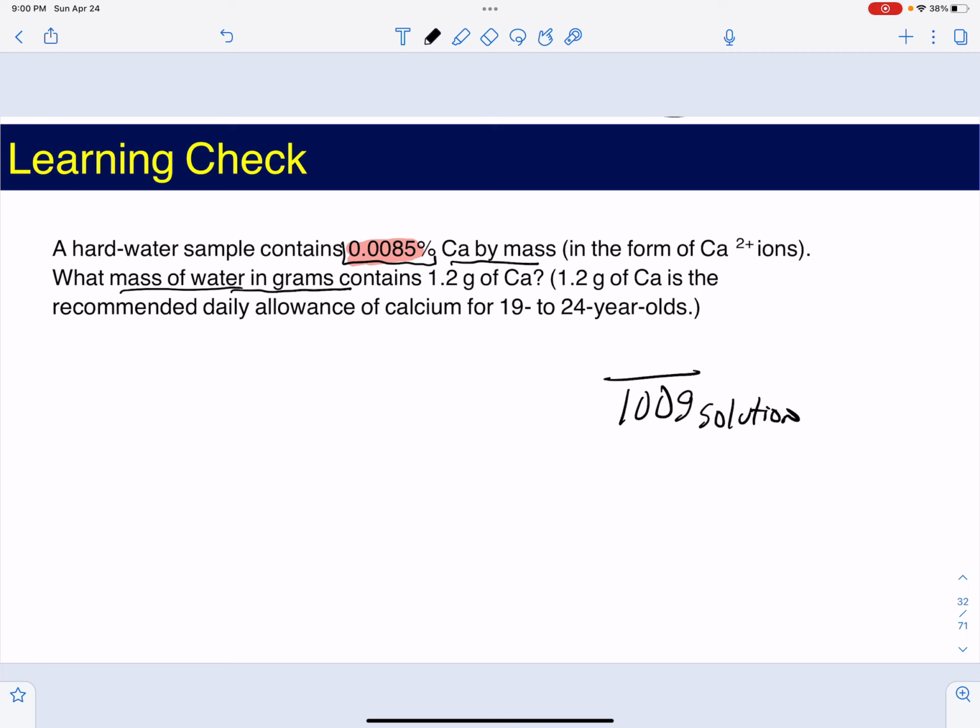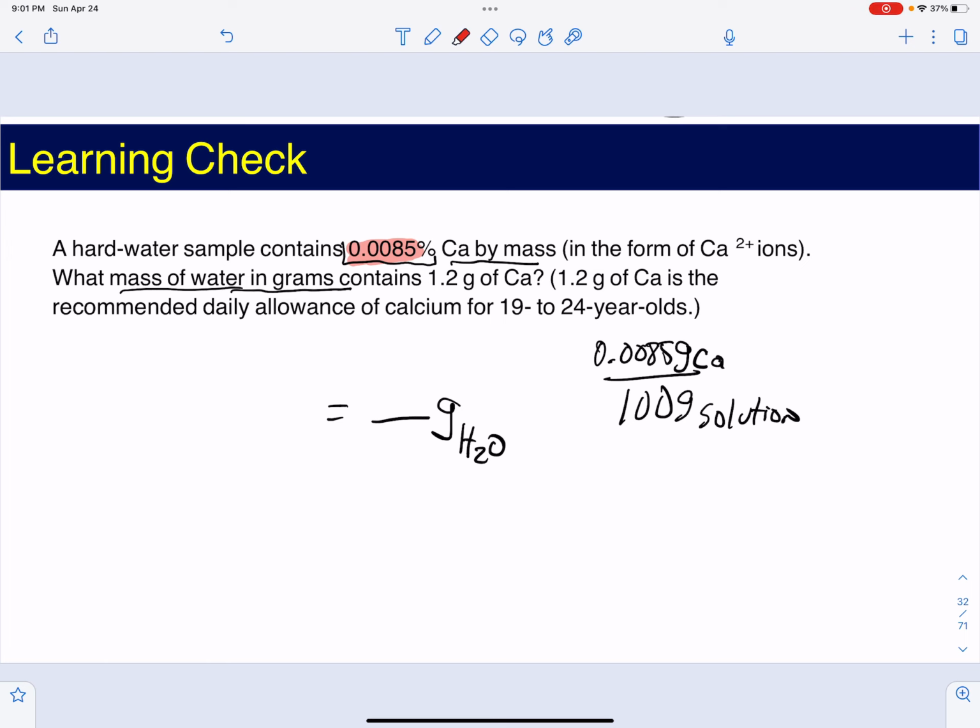And according to this percentage, we have 0.0085 grams of calcium 2 plus, or calcium in the form of the ion. So that would be my percentage. That's my solute over the solution. But the question is asking for the mass of water.